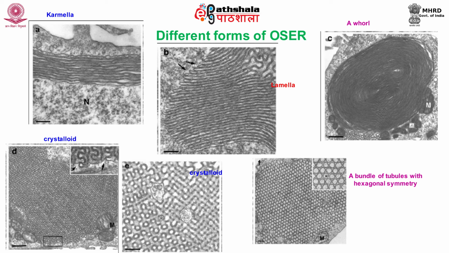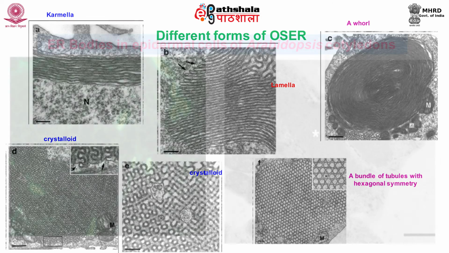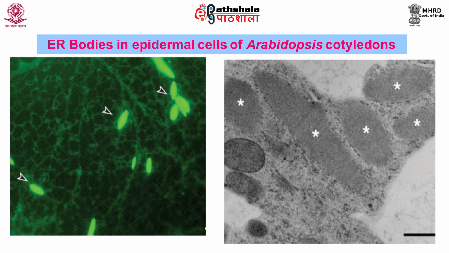High expression of certain enzymes like HMG coenzyme A reductase induces tubules to form bundles with hexagonal symmetry, as shown in figure F. In Arabidopsis, another type of ER structure has been identified, known as ER body or fusiform body. They were observed in addition to the ER network as novel rod-shaped structures.